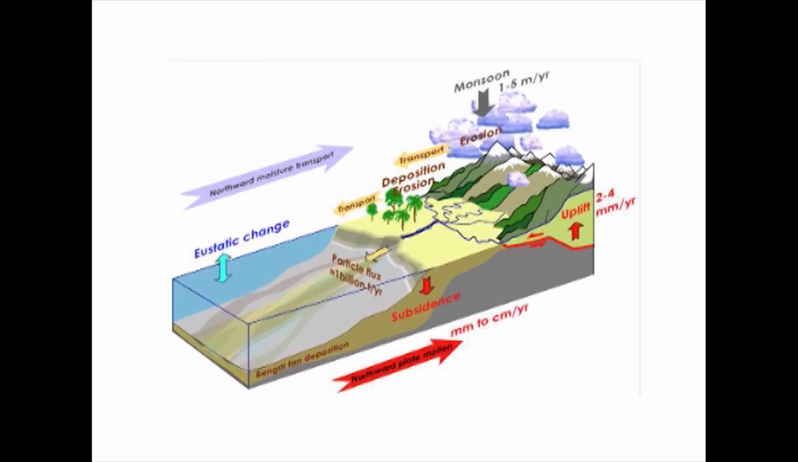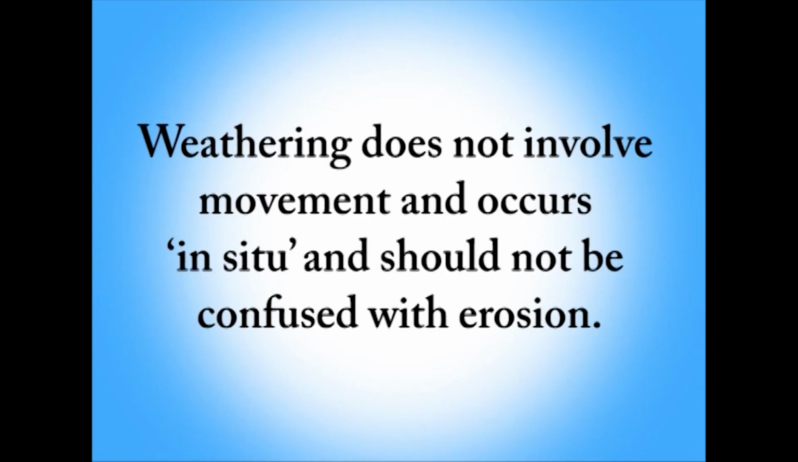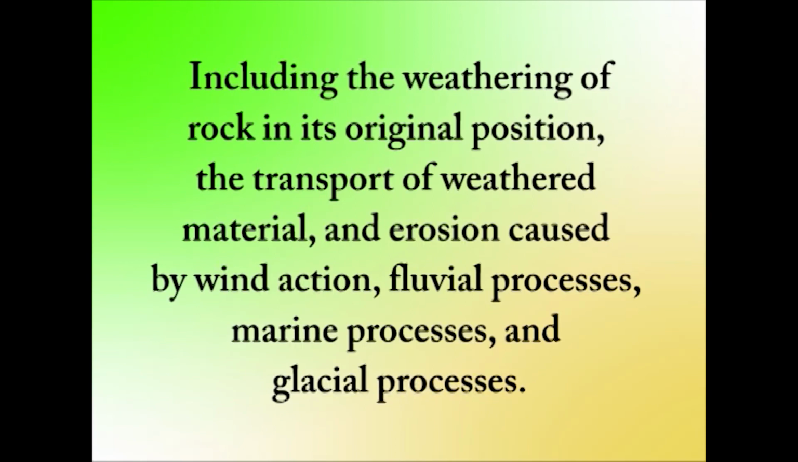Erosion involves the movement of rocks and minerals by agents such as water, ice, snow, wind, waves and gravity. Weathering does not involve movement and occurs in situ and should not be confused with erosion. The term erosion refers to the general wearing down and molding of all landforms on the earth's surface, including the weathering of rocks in its original position, the transport of weathered material, and erosion caused by wind action, fluvial processes, marine processes, and glacial processes.